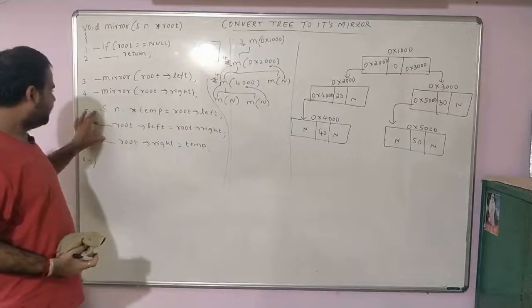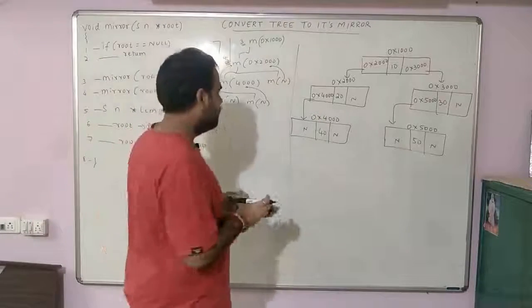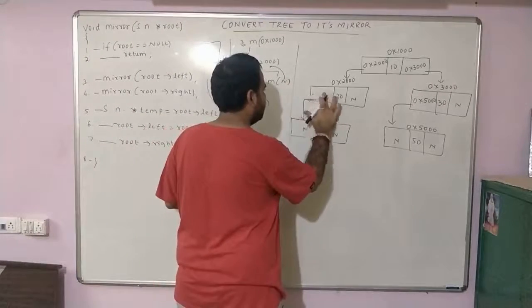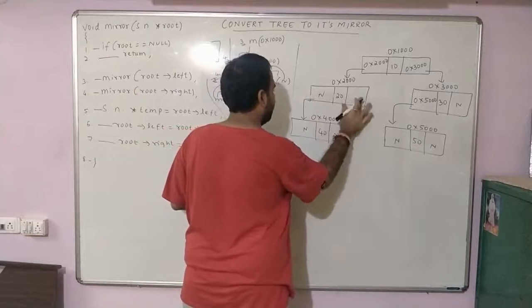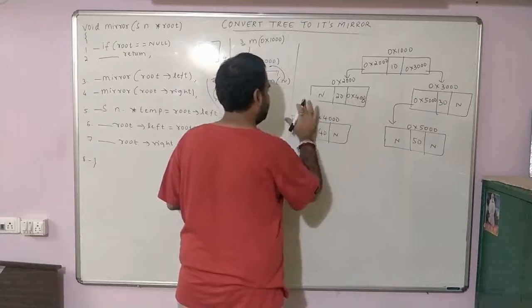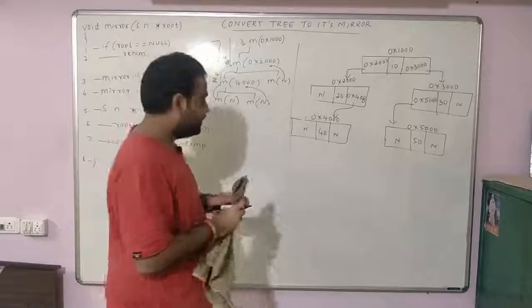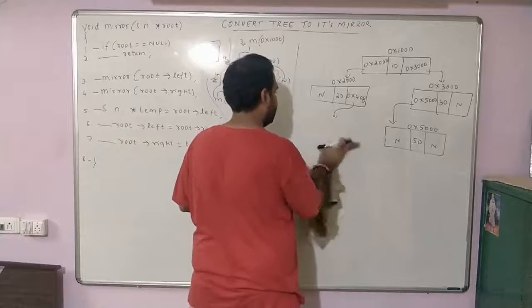Now what do line number 5, 6, 7 say? Swap the left and right pointer with respect to 2000. Now what will happen? Here it comes null, and here it comes what? 4000. It means the right child will now be 4000. Is that okay? Now if I redraw this diagram, what will happen?